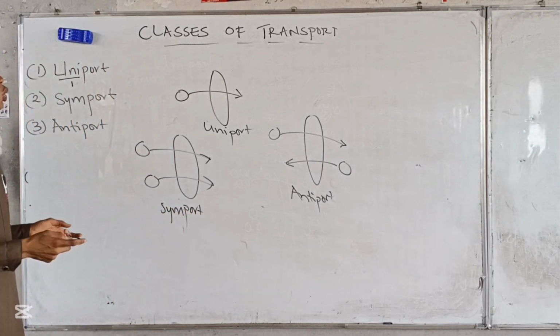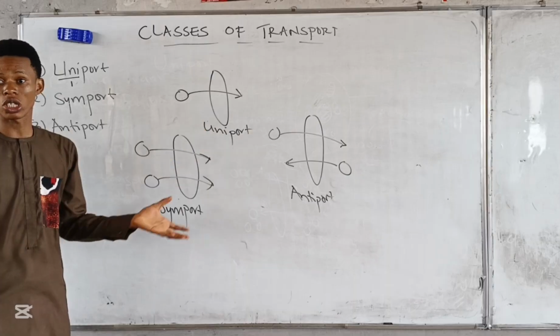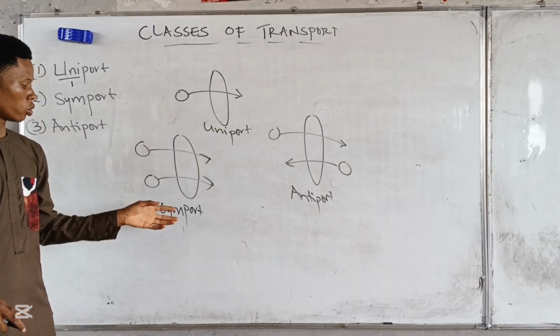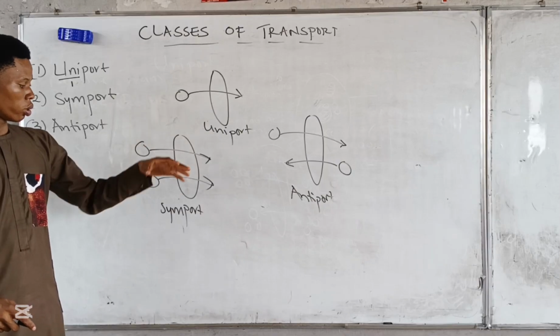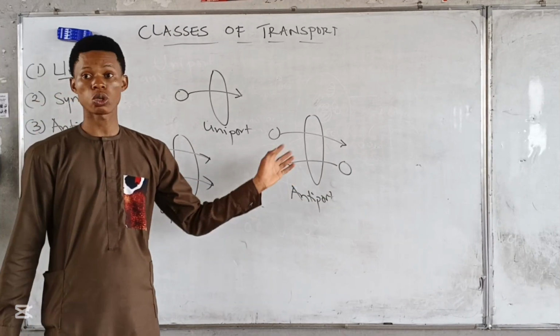So these are the three classes of transport. If you are asked to illustrate with a diagram, you can illustrate it with this. We'll look at specific examples. Uniport, one direction, one molecule. Symport, two molecules, the same direction. Antiport, opposite directions.